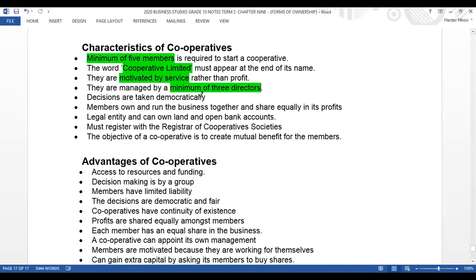There's a voting when it comes to decisions. So it's democratic. Sorry, guys, my bad. Democratically, basically, right? So members own and run businesses together and share equally in its profit, basically.